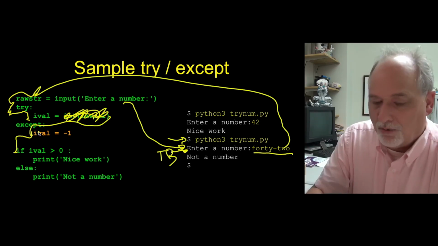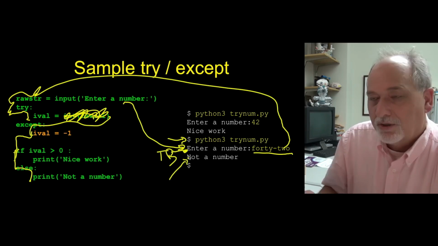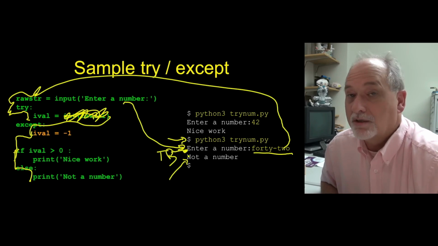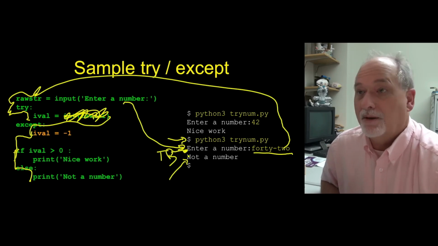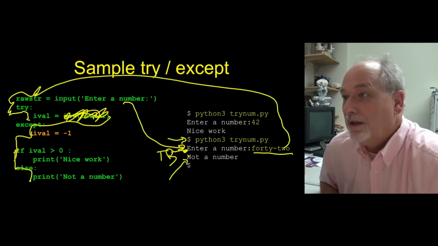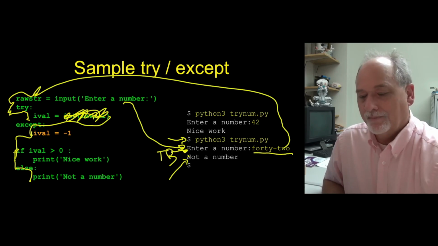See, we have not blown up at this point. And if ival is greater than 0, well, it's -1, so we're going to hit the else clause and print out not a number. So we've done error detection. The user sent something that caused a line of our code to blow up, but we put that line in a try and except block, and so we caught it. And so we dealt with that fact.